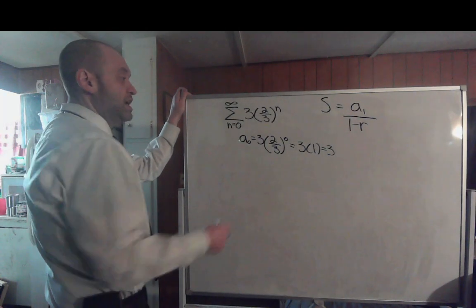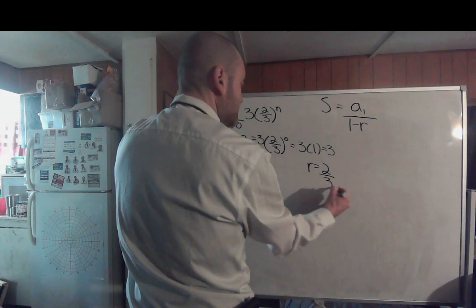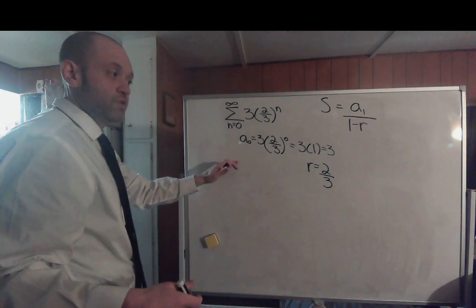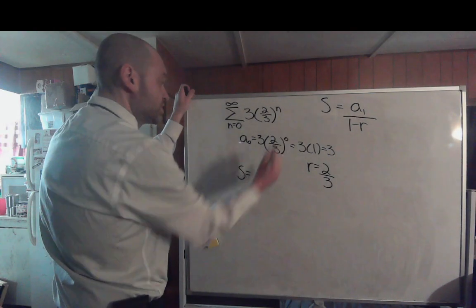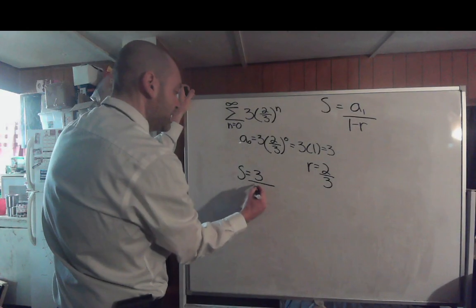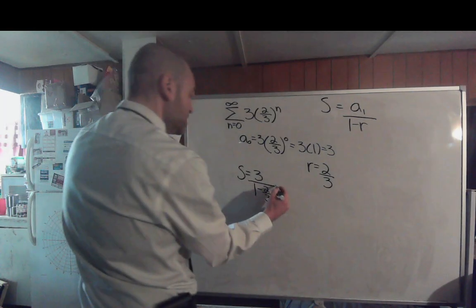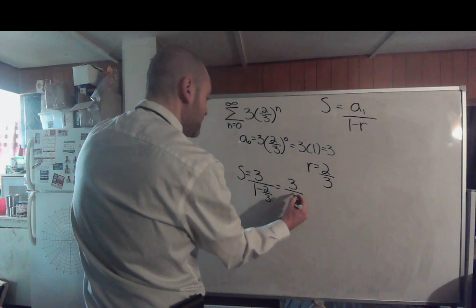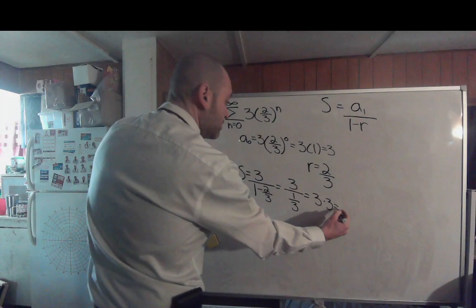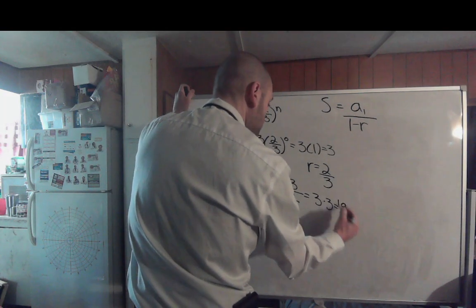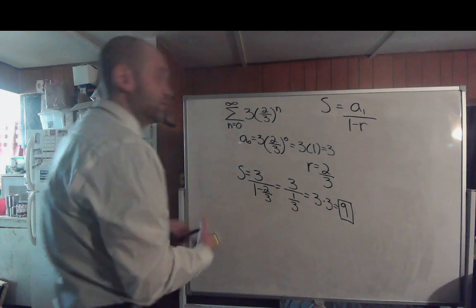Now, you have your common ratio of 2/3, which we know 2/3 is less than 1, so this series will converge into a finite answer. So the sum is going to equal your first term of 3 divided by 1 minus your common ratio of 2/3. So that would equal 3 divided by 1/3, which would equal 3 times 3, which equals 9. So this infinite geometric series will converge into an answer of 9.